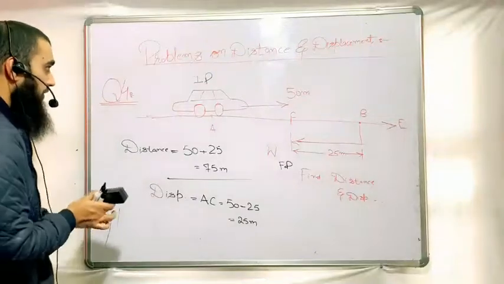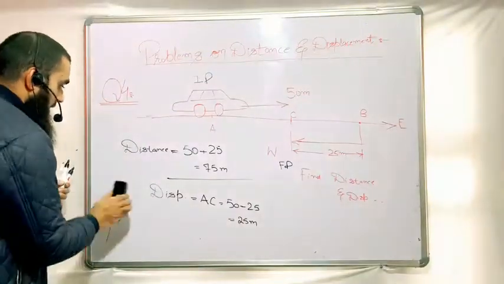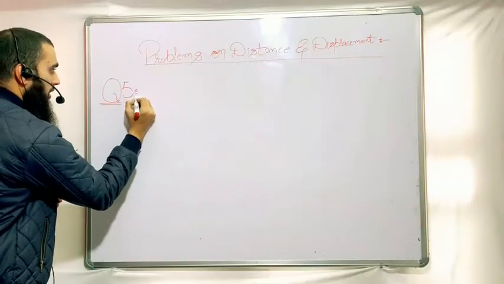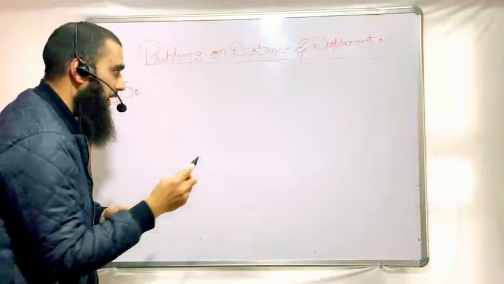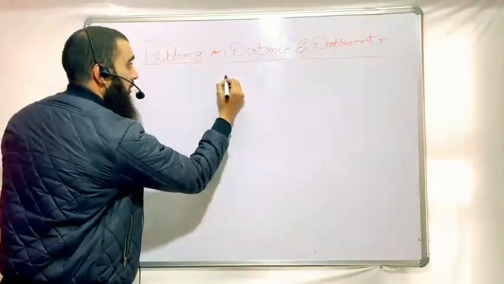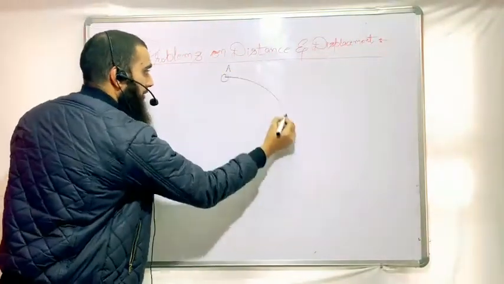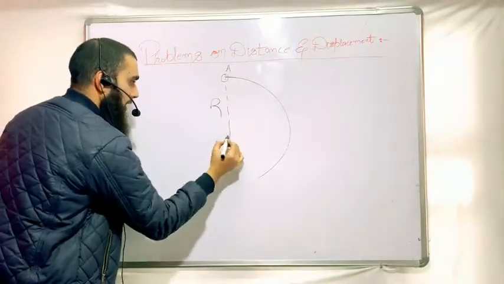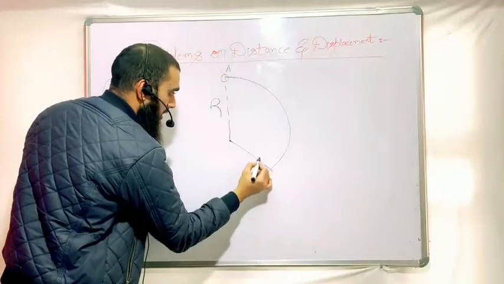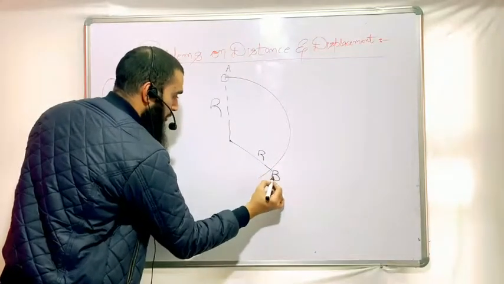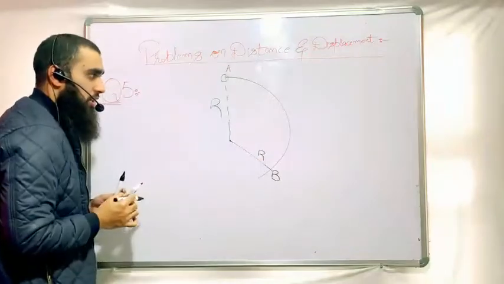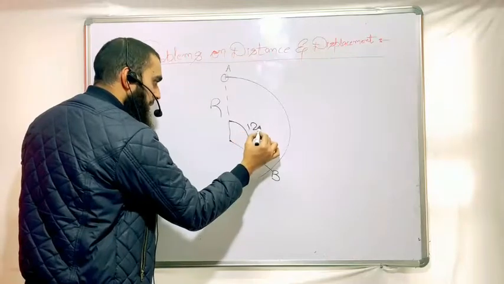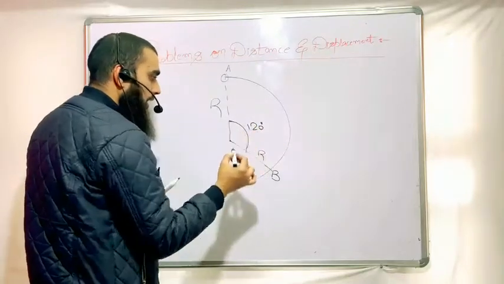After that, coming to question 5. We are increasing the standard a bit. Suppose a body travels from A to B on a path of radius r, and we are given the angle subtended at the center, that's 120 degrees.